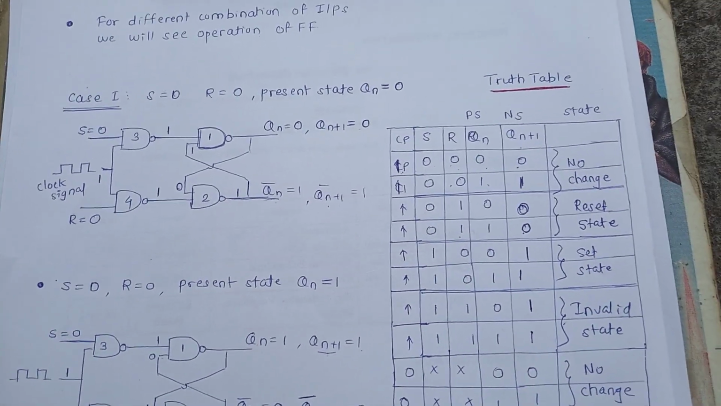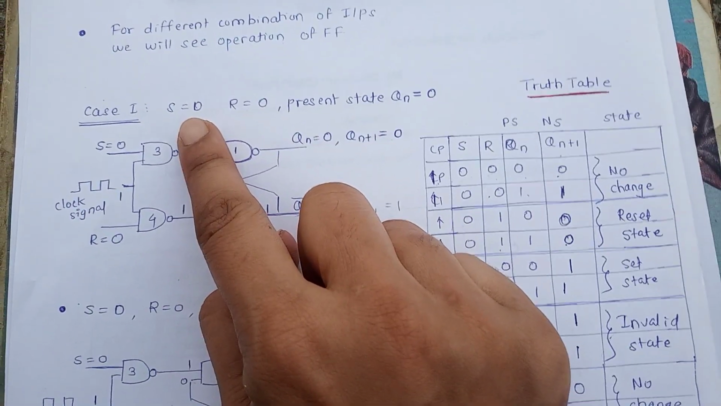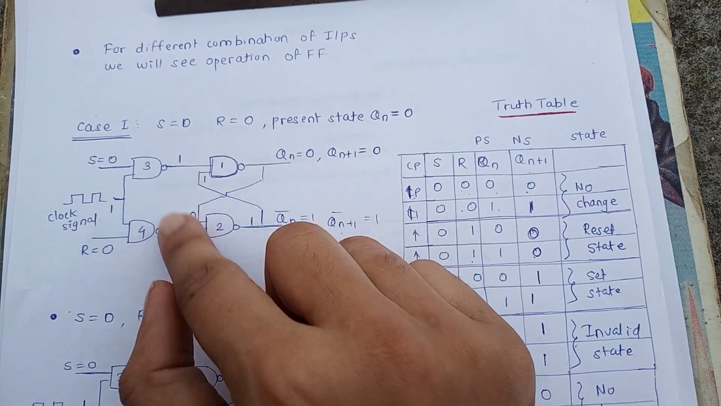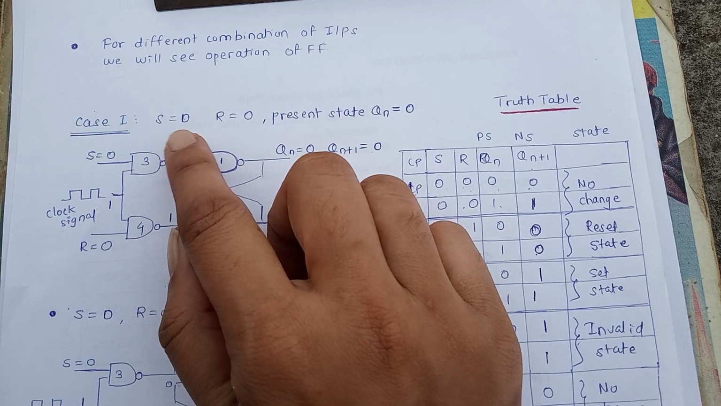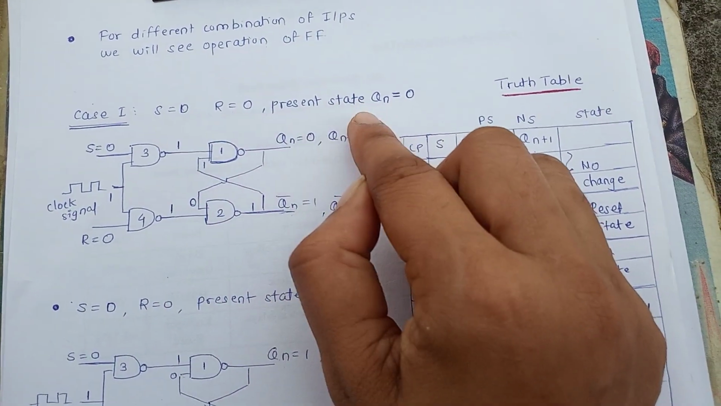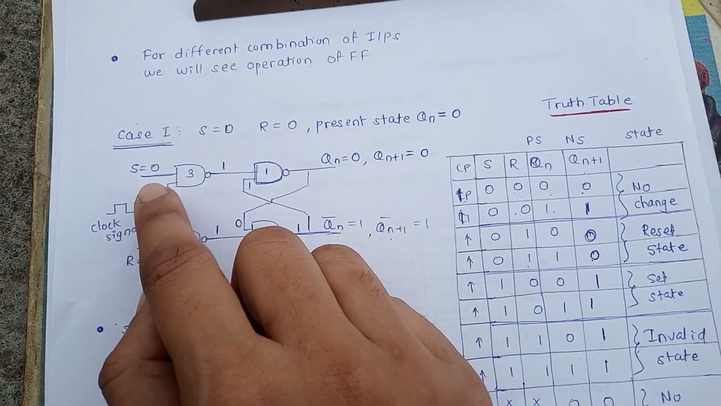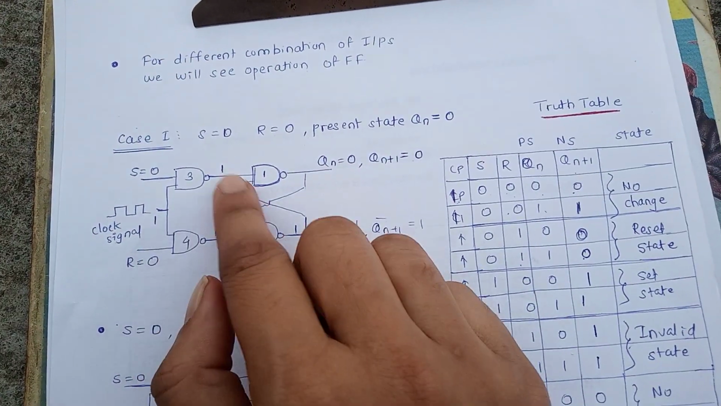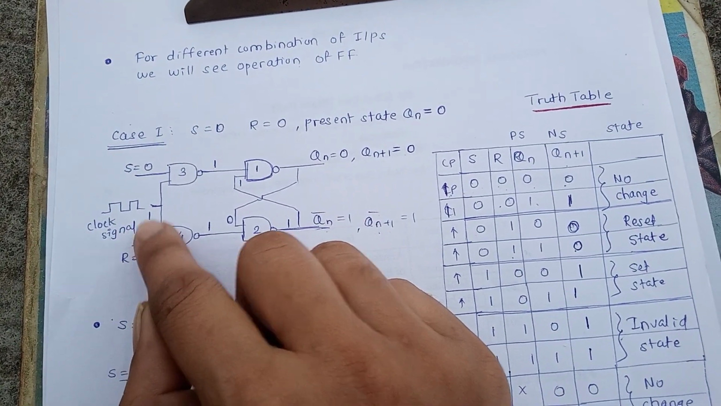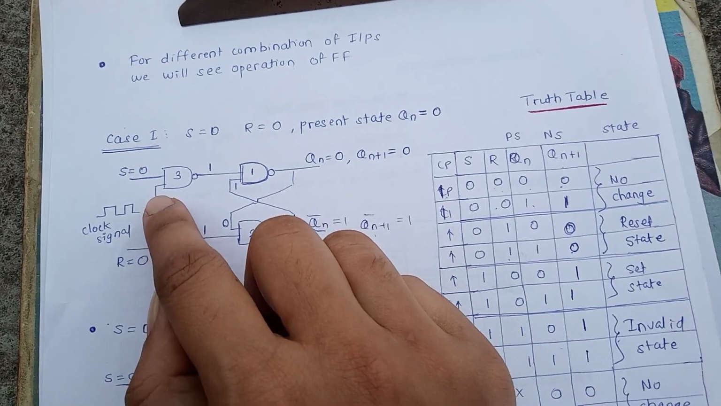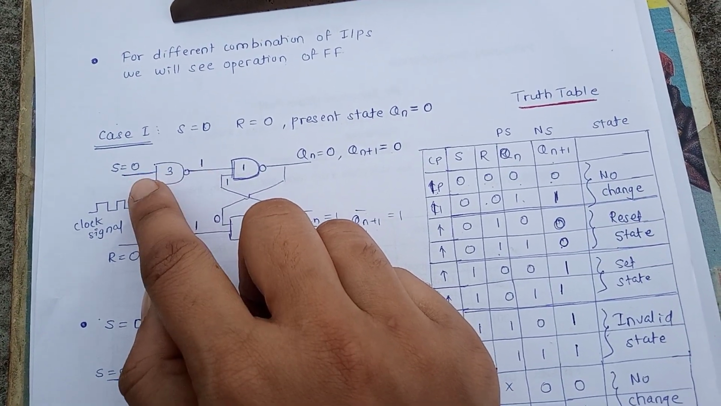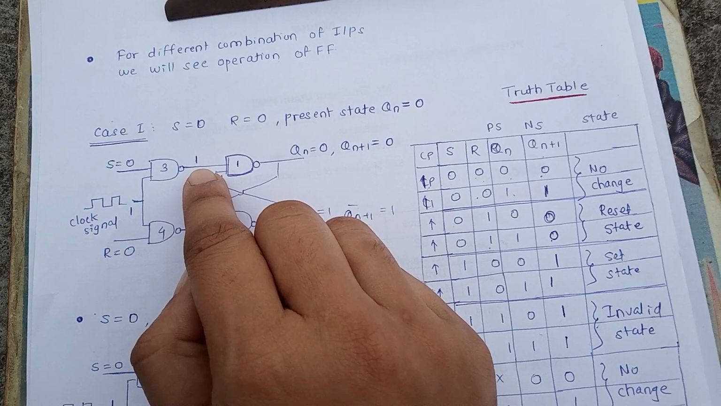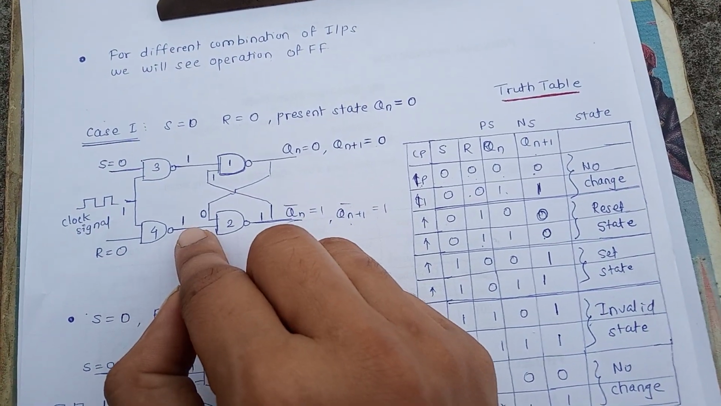Okay, first combination is S equal to 0, R equal to 0. We will see next state for this flip-flop when S equal to 0, R equal to 0 and present state, that is Qn, equal to 0. To operate this flip-flop, clock signal should be 1 because it is positive edge triggered. Now when one of the inputs to the NAND gate is 0, it produces output 1. So here one input is 0, it produces output 1. Here one input is 0, it produces output 1.